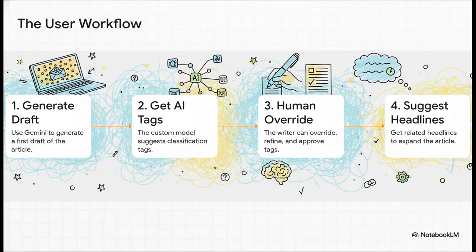And here's how it all comes together in practice. A writer can use a big model like Gemini to get a first draft going. Then, bam, they hit a button and Wani's custom model suggests a bunch of tags. But, and this is the most important part, the writer can then change those tags, add new ones, whatever they want. And as a final touch, the plugin suggests related articles to help them build out their post. It's a true human-AI partnership.